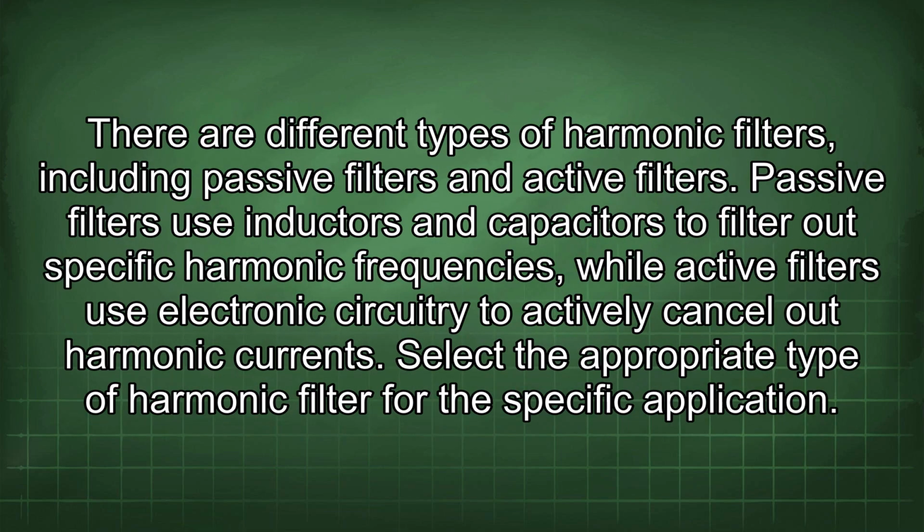There are different types of harmonic filters, including passive filters and active filters. Passive filters use inductors and capacitors to filter out specific harmonic frequencies, while active filters use electronic circuitry to actively cancel out harmonic currents. Select the appropriate type of harmonic filter for the specific application.